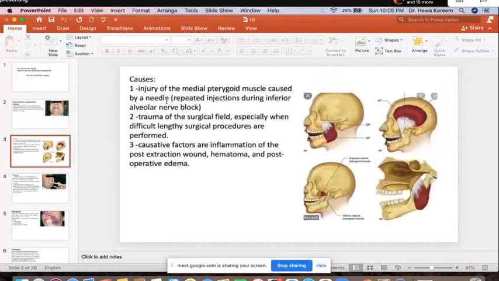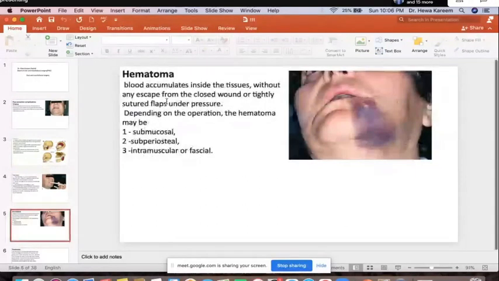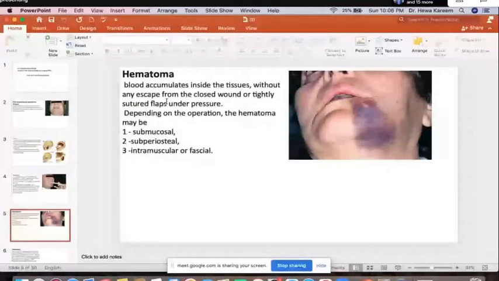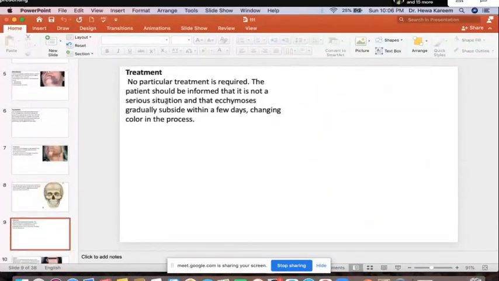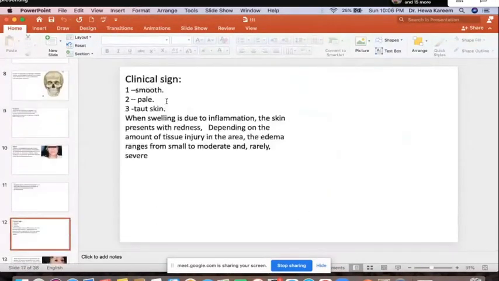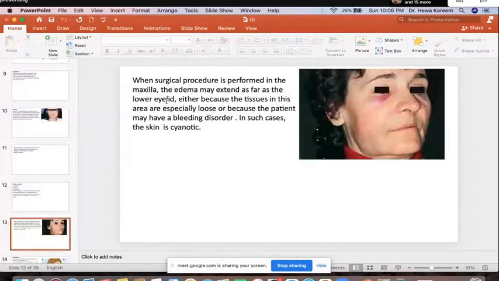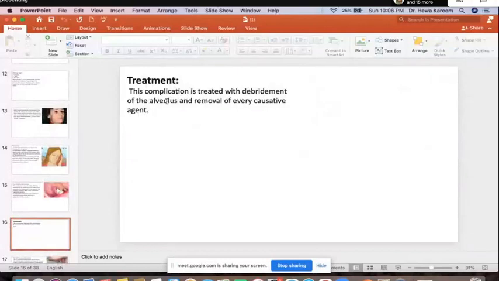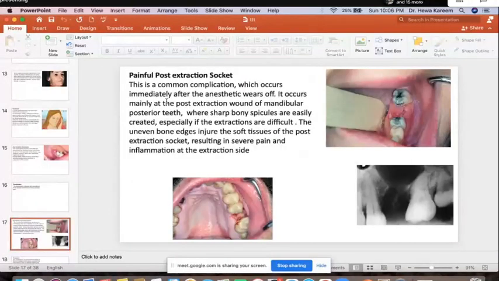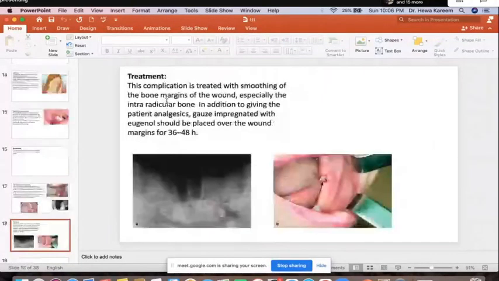Trismus, hematoma, ecchymosis. After that, I tell you to explain one of them, as you like. Edema, post-extraction granuloma, painful post-extraction socket.